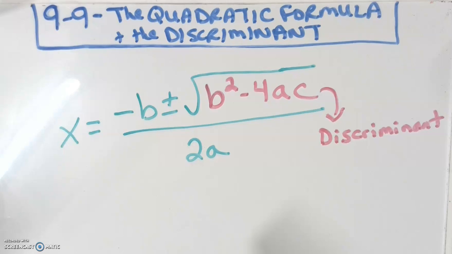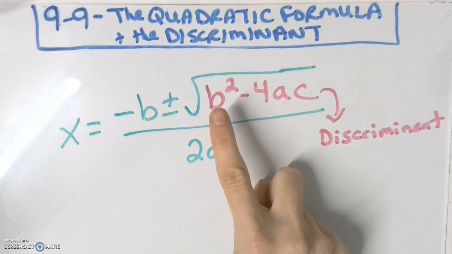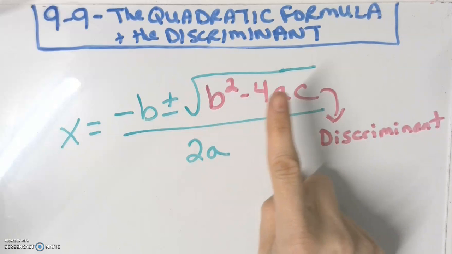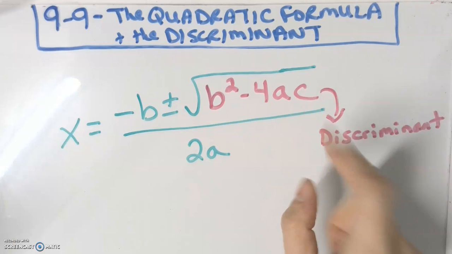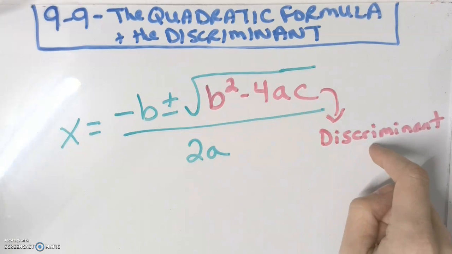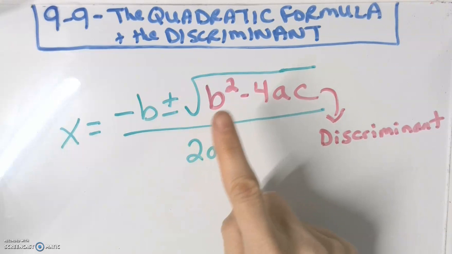All right, this is the quadratic formula: negative b plus or minus the square root of b squared minus 4ac, all over 2a. All right, so what I want you to note here is that underneath the square root, I have b squared minus 4ac. b squared minus 4ac is called the discriminant. Okay, so when I say discriminant, this is what we're talking about. We're talking about what is under the square root here.